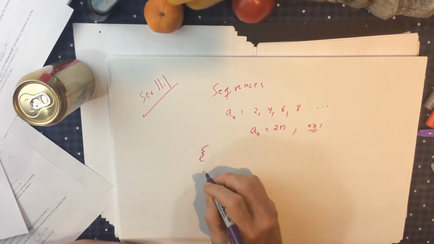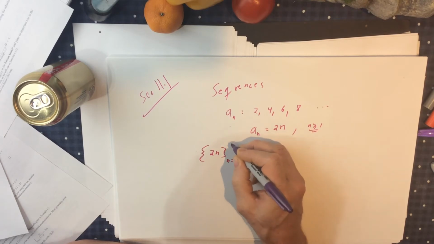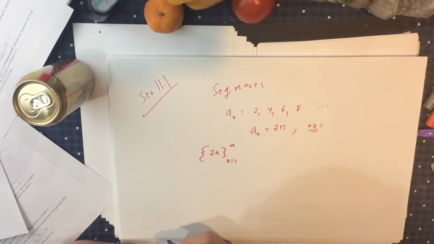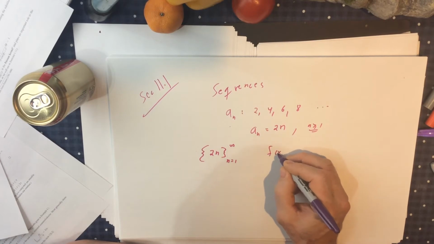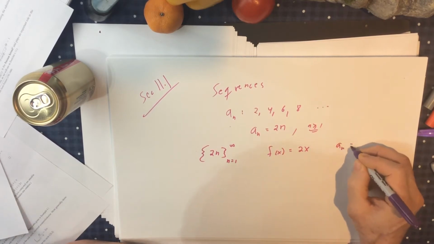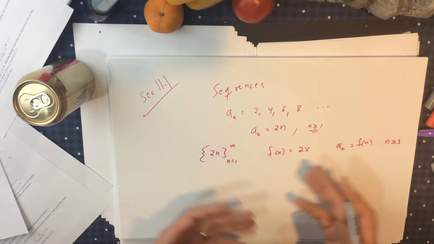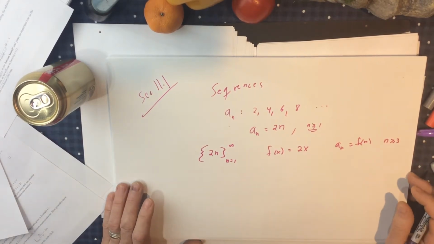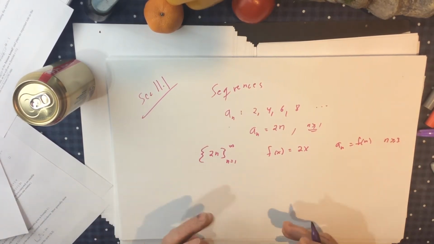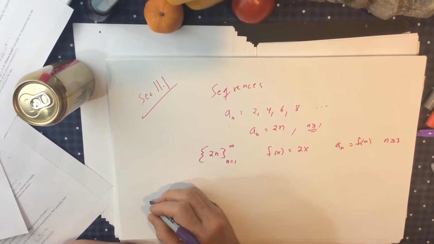One, we can use brackets and put the formula in there, and then we can say where it starts and where it goes to. Or I can give you a function, and then I can say a sub n equals f of n, and again I can tell you for what values of n. These are all processes of creating sequences.